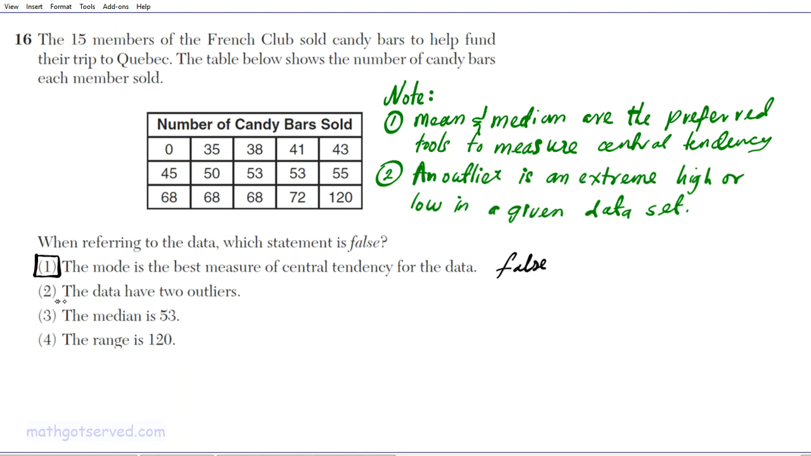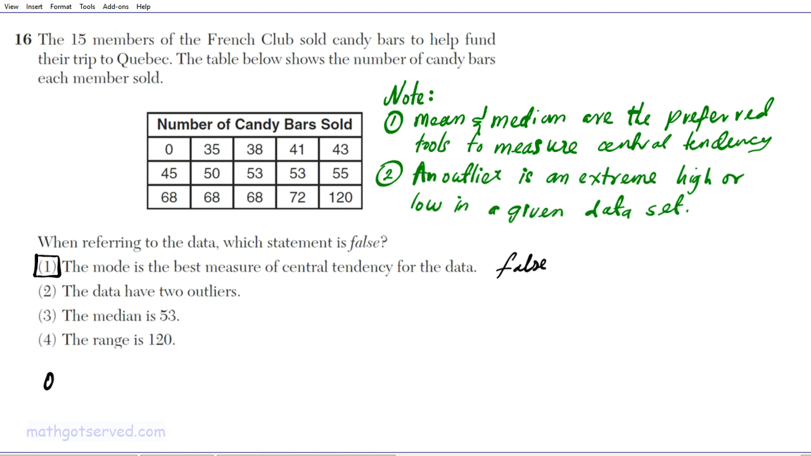Number 2 says the data have 2 outliers. So how can we determine what an outlier is when the data is presented in a numerical format like this? All we have to do is order the numbers in increasing order and take a look at the change in magnitude of numbers when you go from one to the other. Okay, so when you see a big change, then you can easily determine where the outlier is. Alright, so let's go ahead and write down the numbers we have.